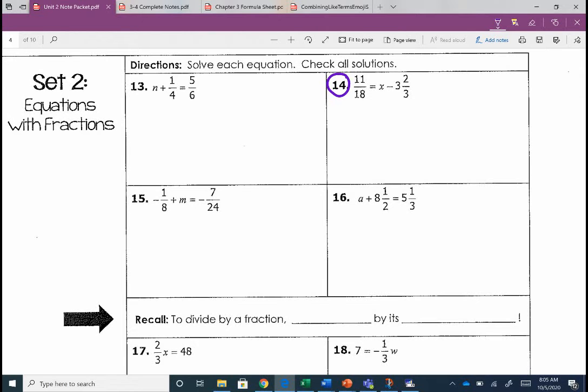You do the opposite. So right now we're subtracting 3 2/3. So what's going to undo subtracting? What's going to do it, Sam? Addition. So we're going to add 3 2/3.